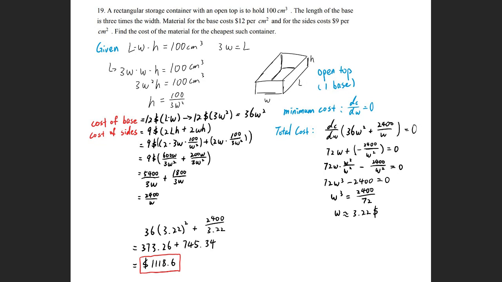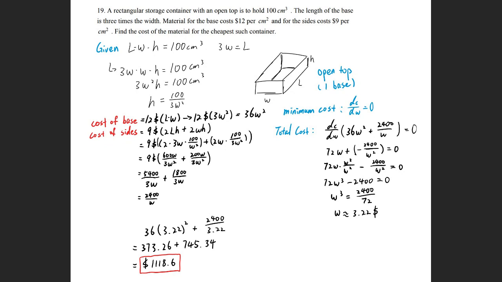So we are given the volume is length times width times height, which is equal to 100 cubic centimeters, and 3W equals L because length is 3 times the width. So if I substitute 3W for L, we get 3W times W times height equals 100 cubic centimeters. And if we solve for H, we get 100 over 3W squared.